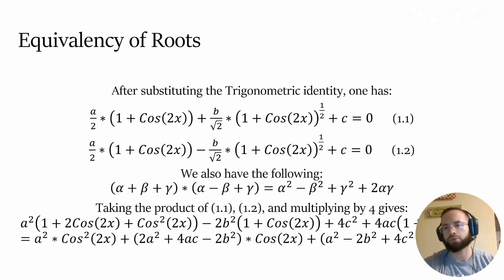Let's simplify some notation by taking some arbitrary Greek letters, alpha, beta, and gamma. So if we have the product of these two terms, alpha plus beta plus gamma times alpha minus beta plus gamma, well, we're going to have some cancellation of alpha times beta terms. So we're left with alpha squared minus beta squared plus gamma squared plus 2 alpha gamma. Okay, so we're left with this messy equation at the bottom, but we can substitute the values of a, b, and c to reduce it.